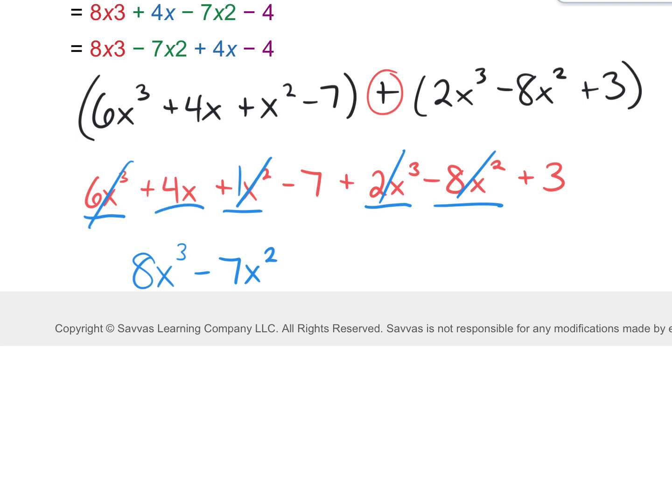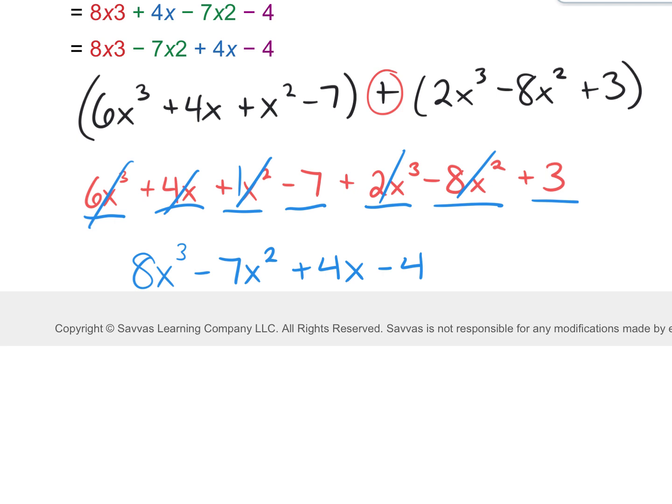Does 4x have a like term? No. So what do I do with it? I just leave it. Yep. Leave it as is. And then what is left? I have negative 7 plus 3. Negative 4.